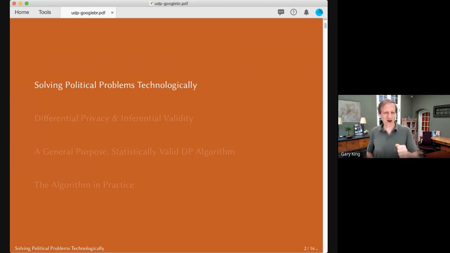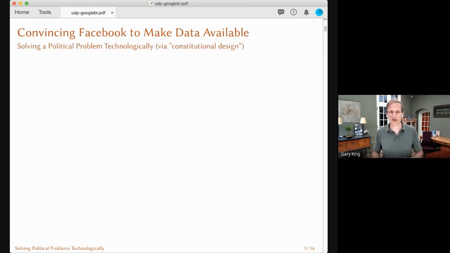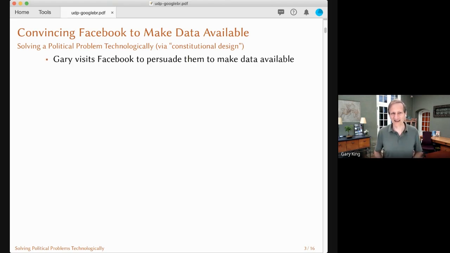So I'm going to describe one that is a constitutional solution to a political problem, and then we'll talk about a technical one, which will be differential privacy. Okay, so I'm going to tell the story about how I got into this, which was trying to convince Facebook to make data available to academics for research. And as I said, this is also solving political problems technologically.